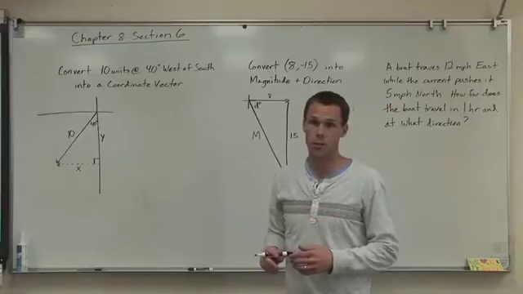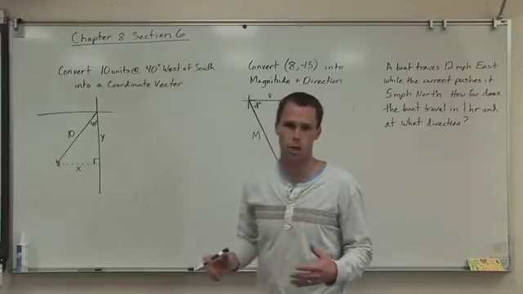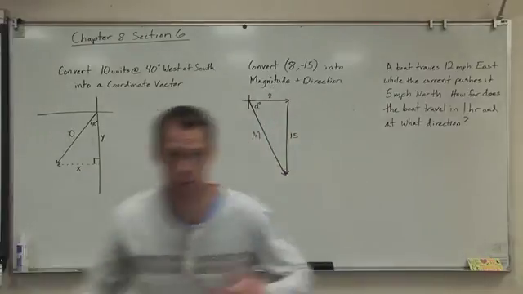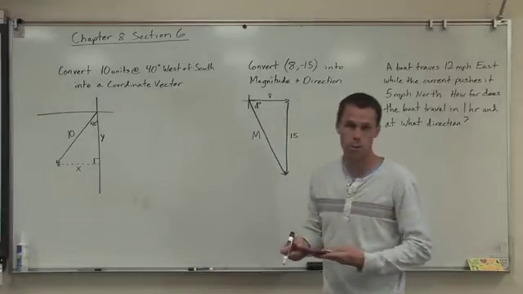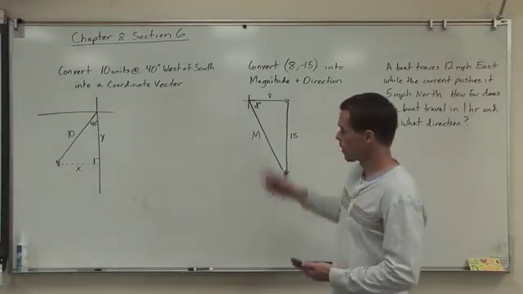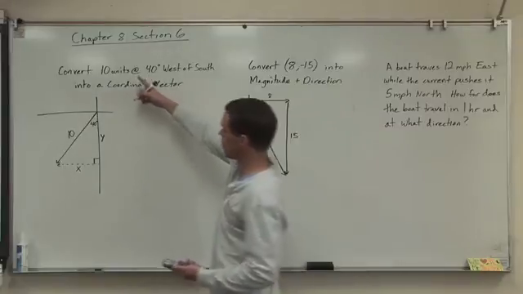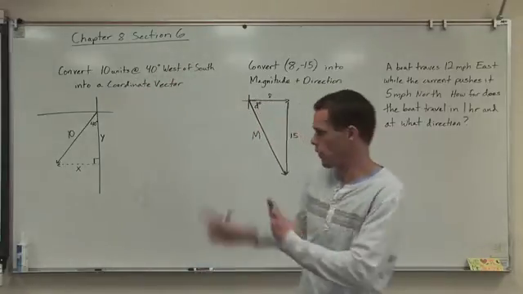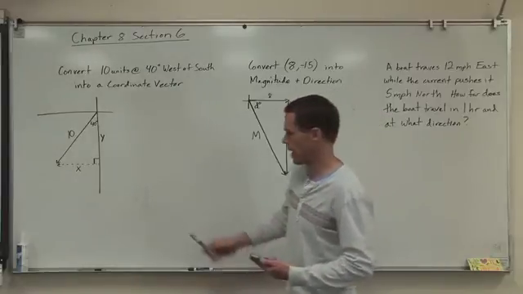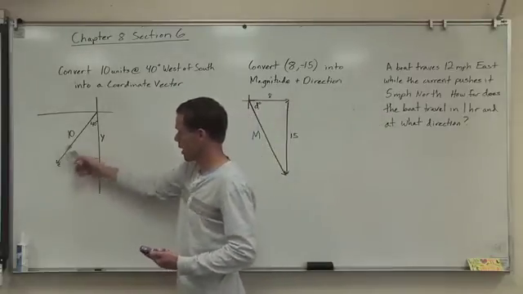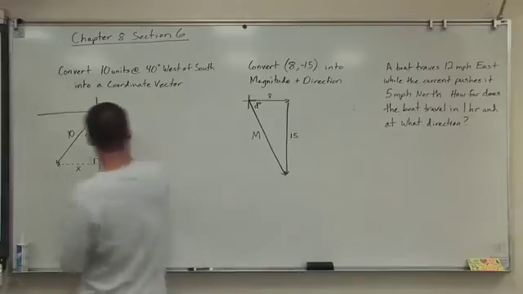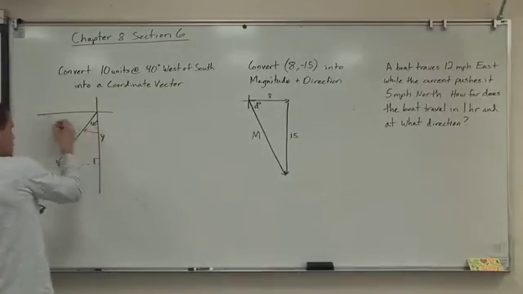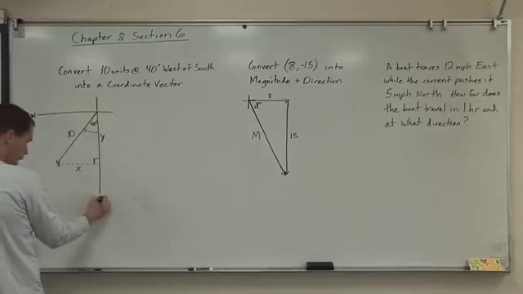All right, let's look at a few examples of how this might work out for converting from coordinate form to magnitude and direction form. We're going to start with my first example. Convert 10 units at 40 degrees west of south into a coordinate vector. First, look at my picture. Does it make sense? 10 units at 40 degrees toward the west. So I better put in pointing west of south.